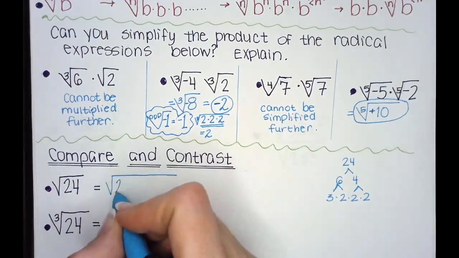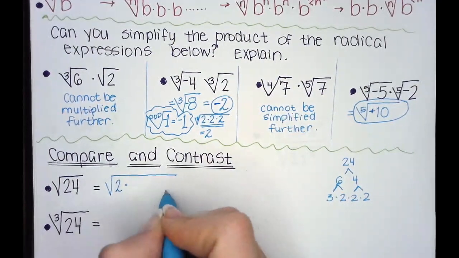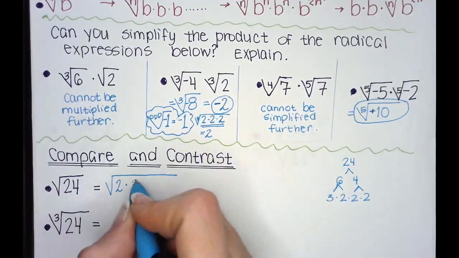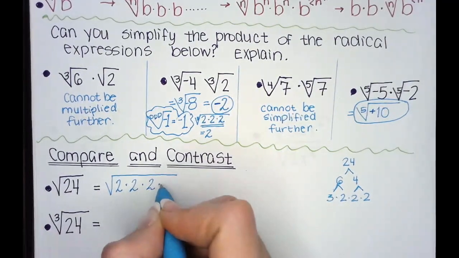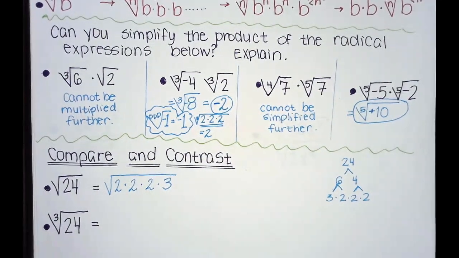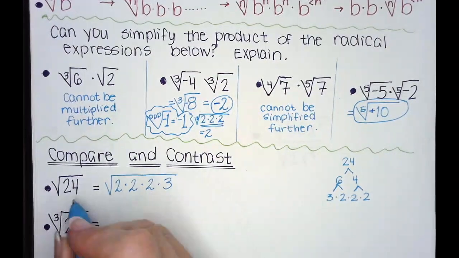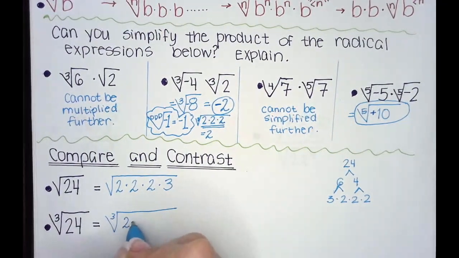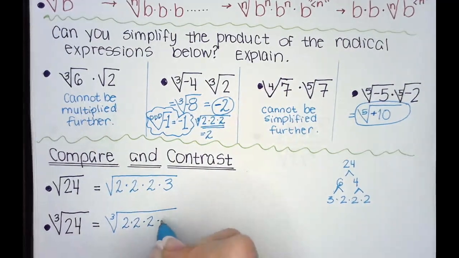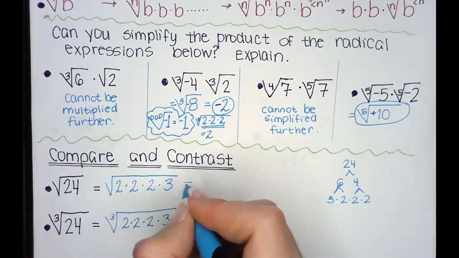So 24 is even, so I know it's 2 times something. 2 times what? 12. So whatever's left is going to be 12. And what's 12? 2 times 6. So this is 6. But what's 6? 2 times 3. And 3 is prime. Now that first step is really the same. You don't really have to write it, but I'm going to for right now. It's similar to the first step right here.